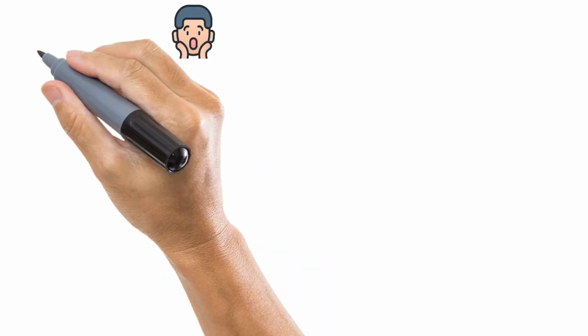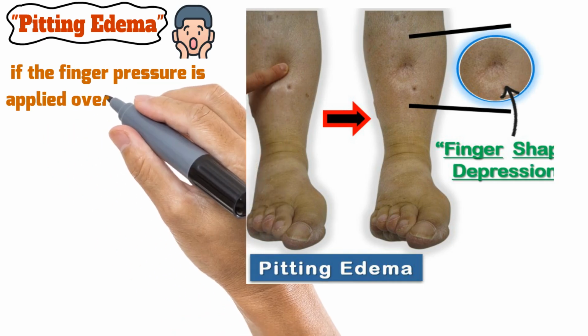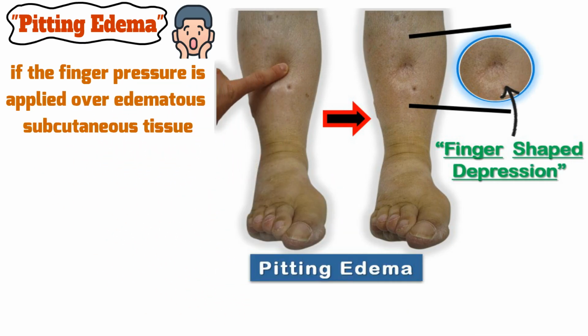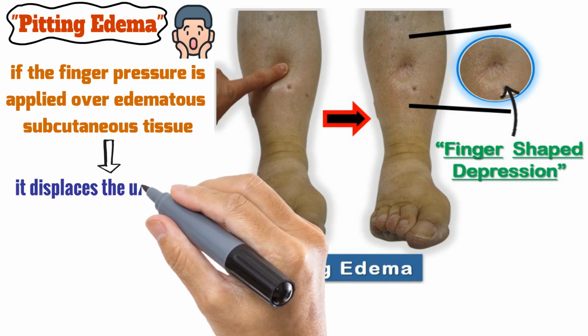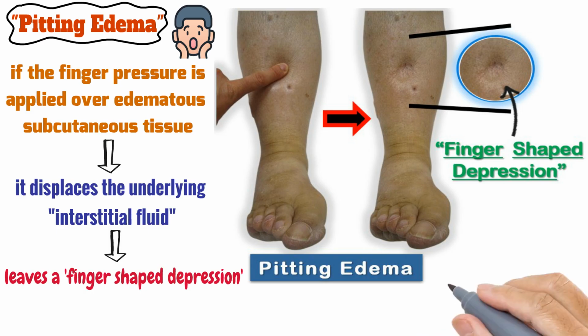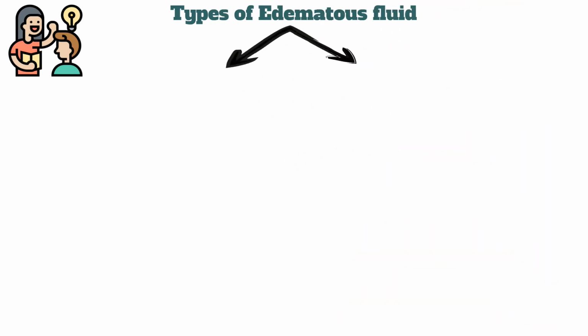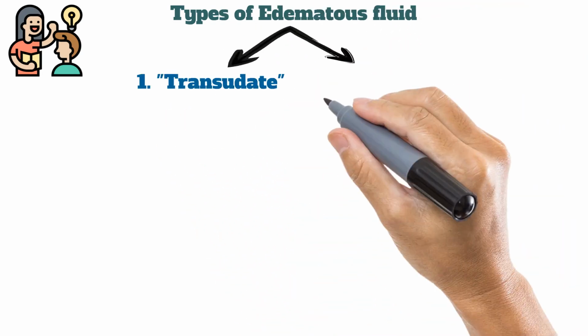Another interesting edema is pitting edema, where if finger pressure is applied over edematous subcutaneous tissue, it displaces the underlying interstitial fluid and leaves a finger-shaped depression, exactly shown in the picture. This is interesting, right? Now, heading on with the second topic, that is the types of edematous fluid. The first one is transudate and the second one is exudate.